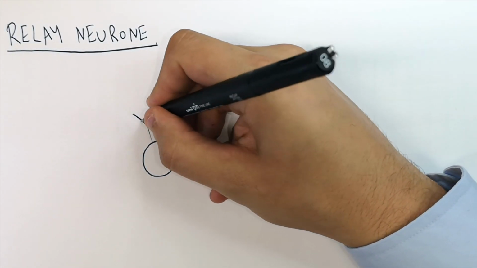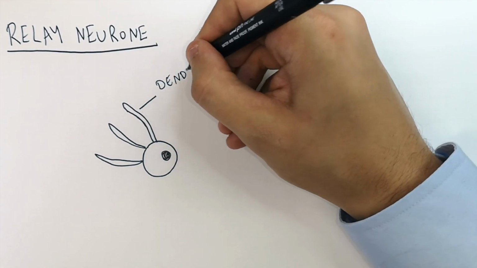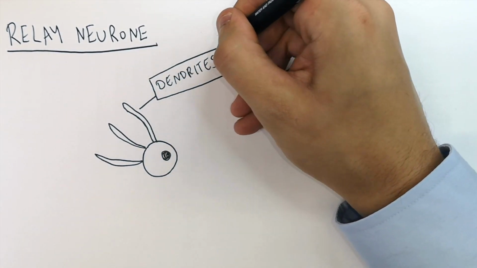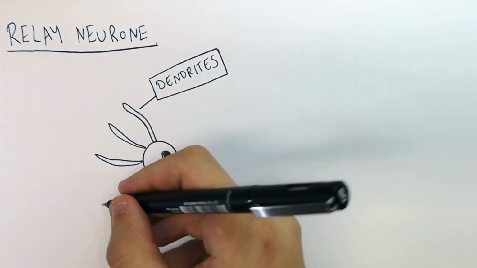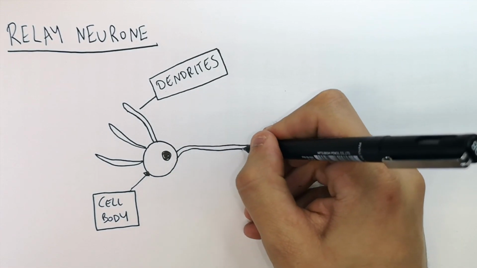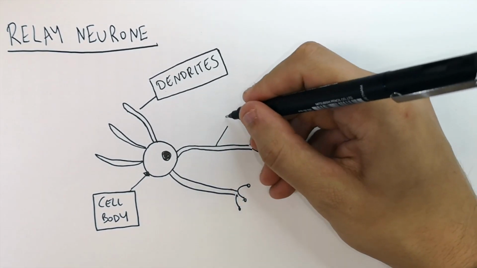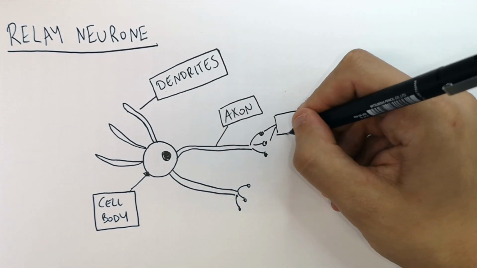The adaptations of a relay neuron are as follows. It's got dendrites, but no dendrons. It's got a cell body where the nucleus is and the genetic information is stored. And then you've got axons and axon terminals. So the relay neuron's got axons and axon terminals.